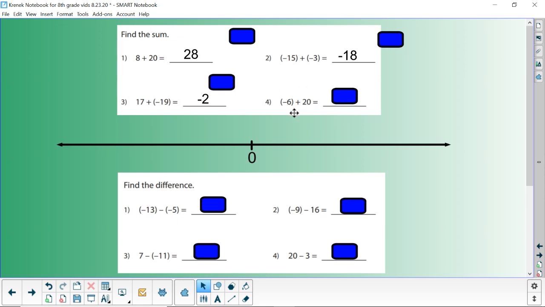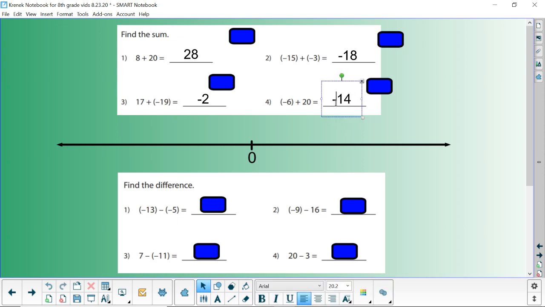So let's take a look at this one. I have more positives than I do negatives, so my answer will end up being positive. So let's think of that number line. If I go down to negative 6, and I'm adding 20 more, 20 subtract the negative 6 is going to leave me with 14.